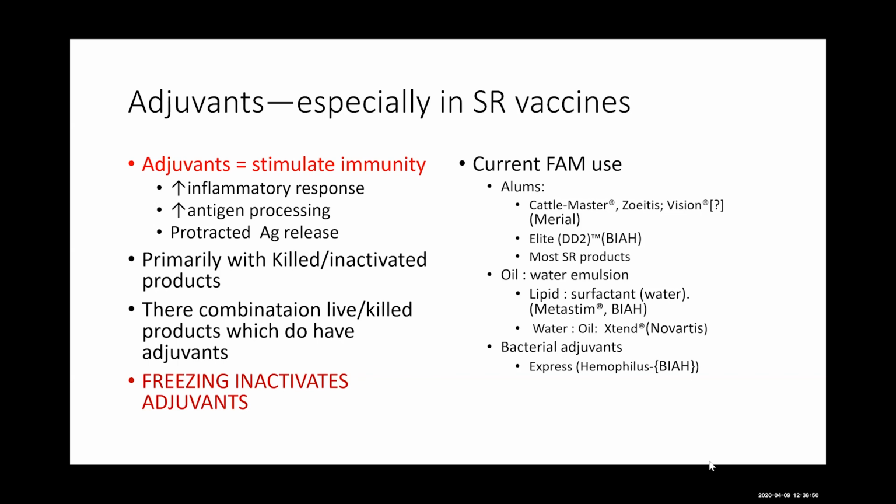Some vaccines, although there are none of them on the small animal side, have an adjuvant that is actually a part of a bacteria, like the Express that's listed below here.